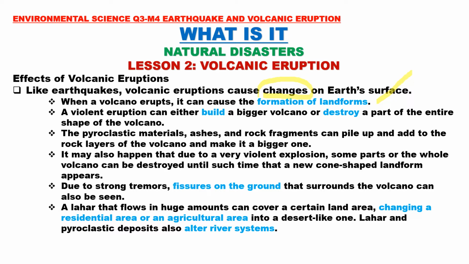So a violent eruption can either build a bigger volcano or destroy a part of the entire shape of the volcano. The pyroclastic materials, ashes, and rock fragments can pile up and add to the rock layers of the volcano and make it a bigger one. It may also happen that due to a very violent explosion, some parts or the whole volcano can be destroyed until such time that a new cone-shaped landform appears.